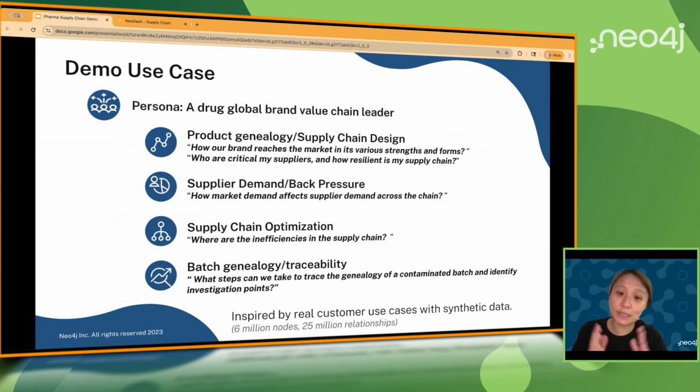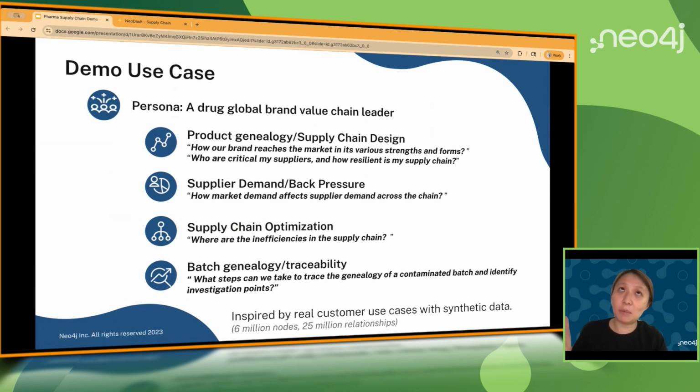So the data we use to build this demo is synthetic, such as drug names and equipment nomenclature, but the questions and the scenarios are inspired by real customer use cases we see at Neo4j. So this really reflects the complexity and challenges we see for actual supply chain operations. This demo is not a small toy data set. We're talking about 6 million nodes and 25 million relationships. But as you have heard throughout the day, in deployment, Neo4j can scale up to handle billions of nodes and relationships, no problem. Scalability is our strength.